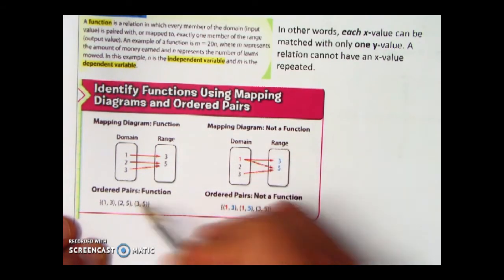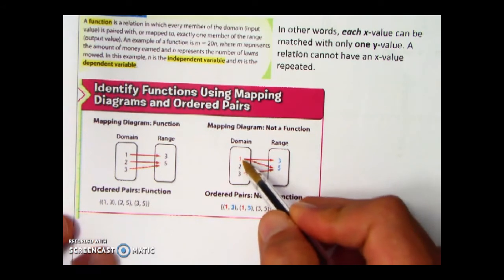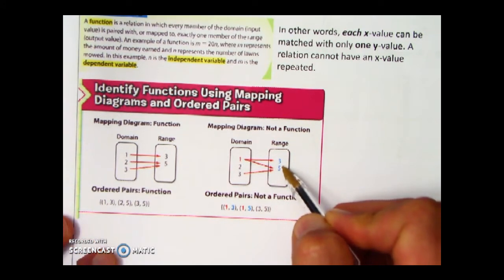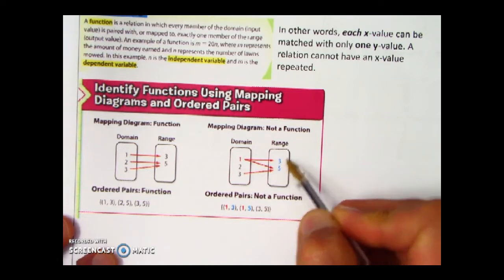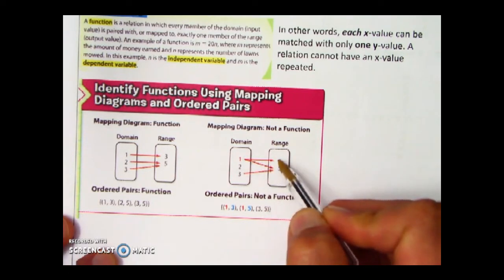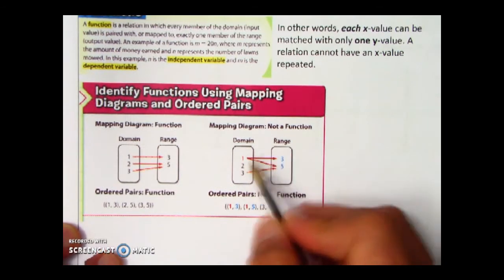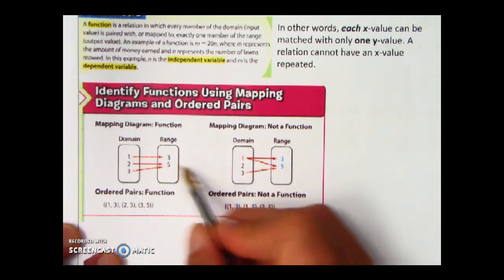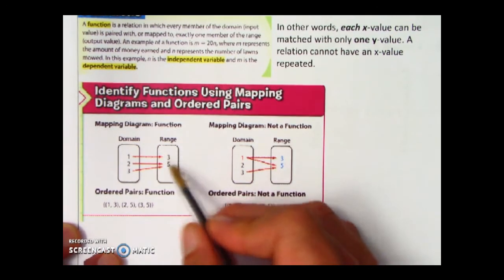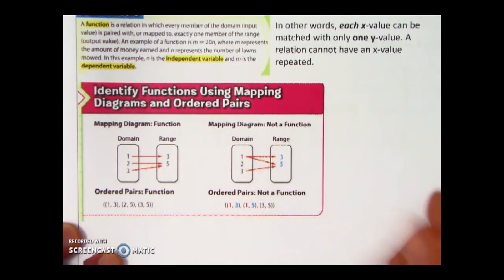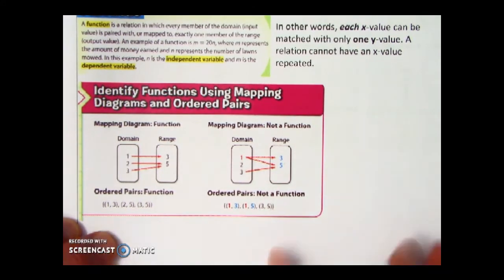Here we have, if we put in 1, we get either 3 or 5. Well, that doesn't make any sense. If I put in 1, I should get only one of these two things. So this is not a function. This is an example of a mapping that is not a function. In a function, we can share an output, but we cannot share an input.